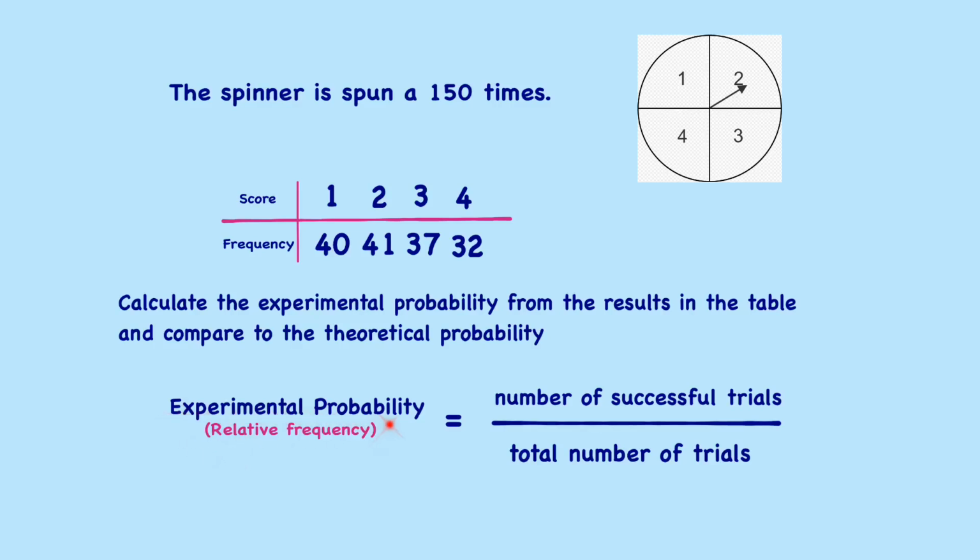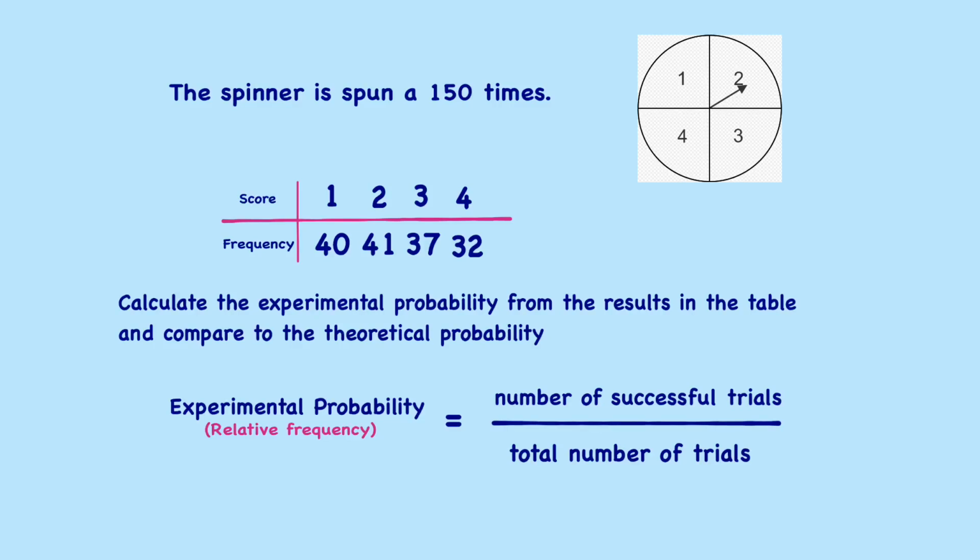Experimental probability is the number of successful trials for each number divided by the total number of trials. So for each number, we're going to work out its experimental probability. For number 1, it had 40 successful trials out of 150. The number 2 had 41 out of 150 trials. 3 had 37 successful trials out of a total 150. And 4 had 32 out of a possible 150 trials.